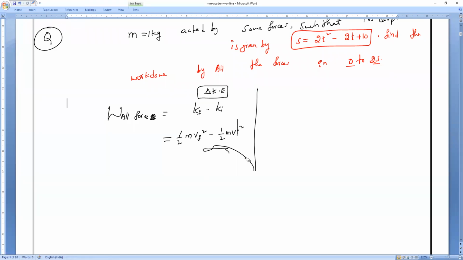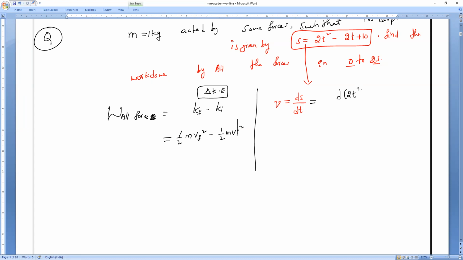So how to find the velocity? From displacement, you have to find the velocity. You have to do differentiation or integration. Anybody? Differentiation or integration? Differentiation. So velocity is equal to ds by dt. Am I right or wrong? Everybody speak loudly.